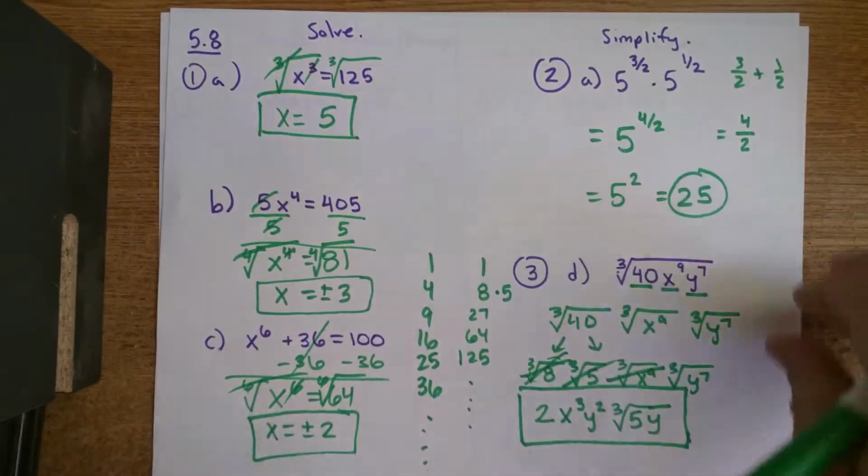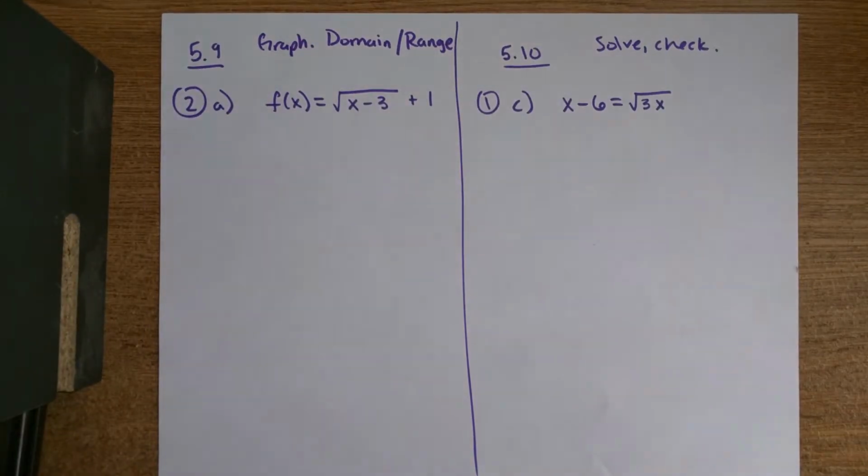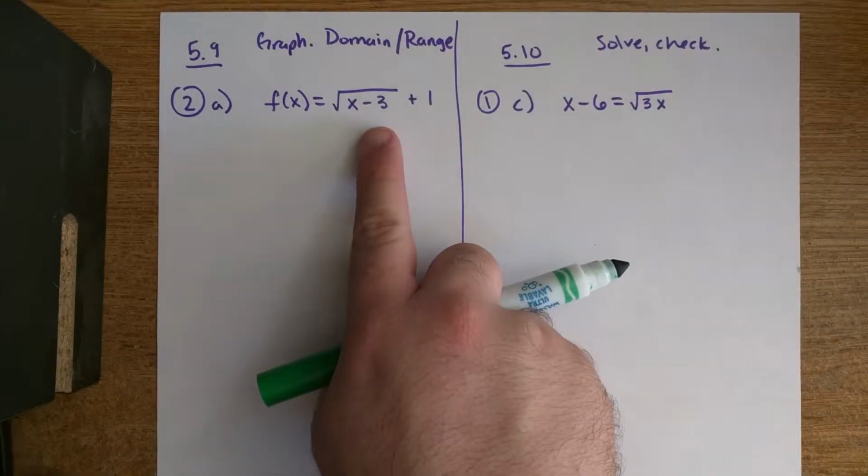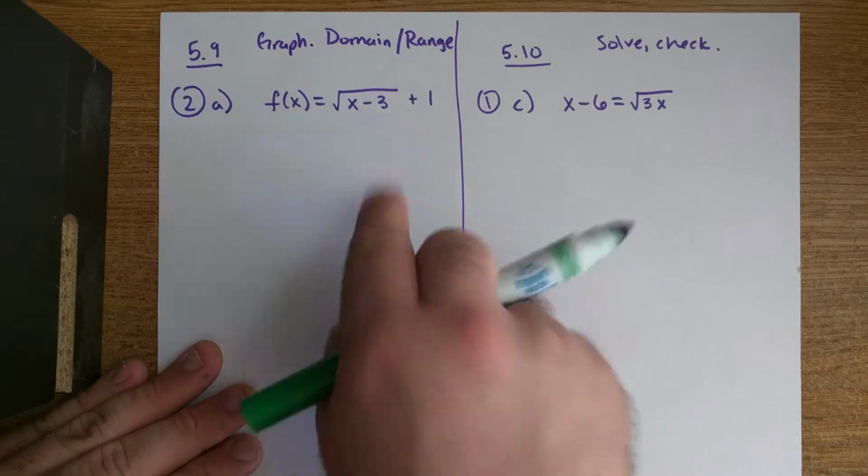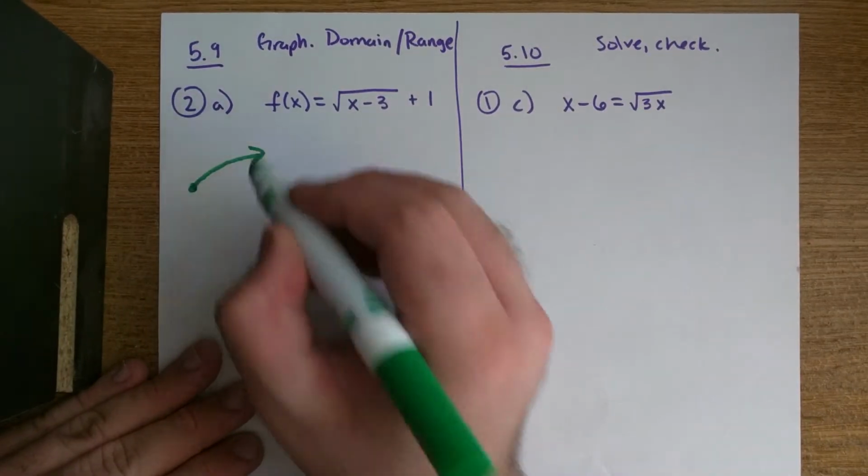All right, two more problems. I'm going to try and keep going here. We're going to graph this. This is a square root function we're graphing, so it should take on this shape right here.